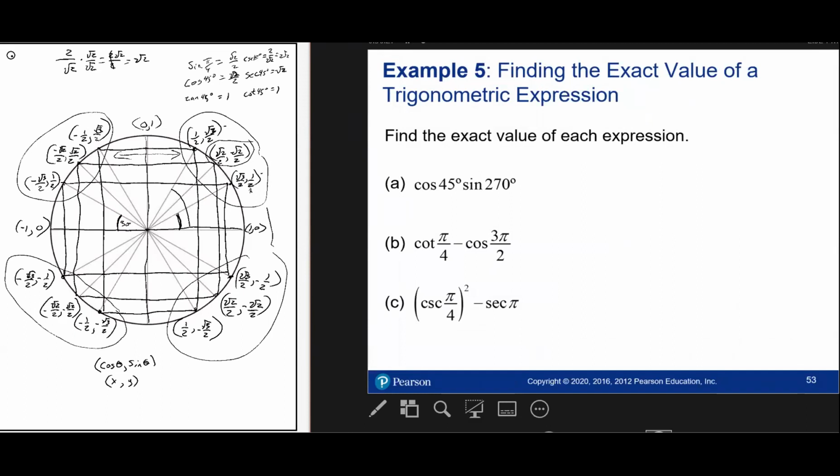Okay, so they're asking us to multiply those together. That's what that is saying. So the cosine of 45, which is square root of 2 over 2, because we already calculated that, and the sine of 270, well, that's down here, and the coordinates of this point is 0, -1. So the sine is the y value, so that's -1. So a -1 times the cosine of 45 gives us a negative square root of 2 over 2, right?